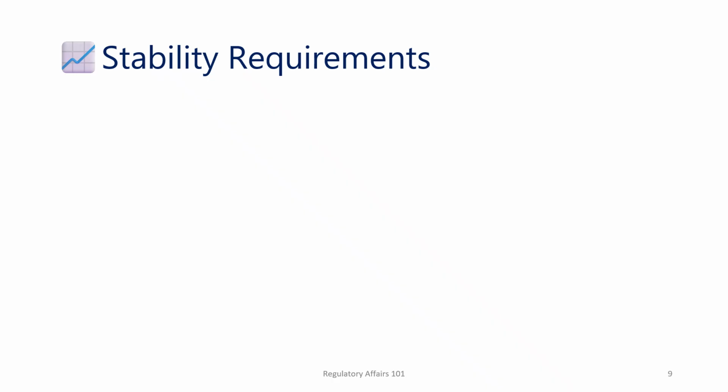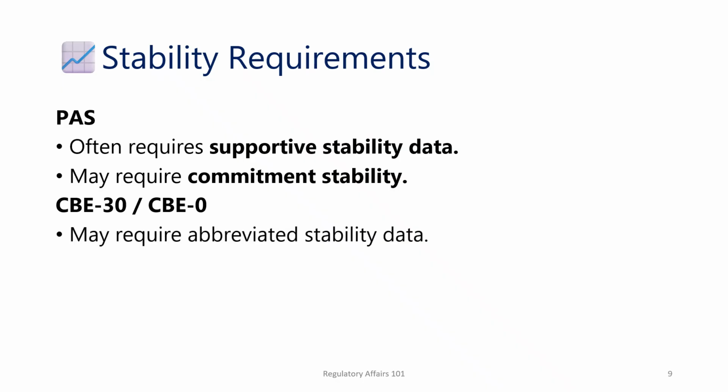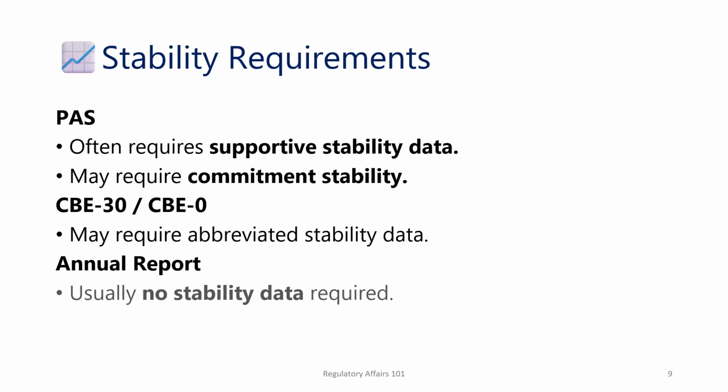Stability expectations scale with risk. PAS changes often require supportive stability data and sometimes commitment stability. CBE 30 and CBE 0 may require abbreviated stability data. Annual report changes usually require none.